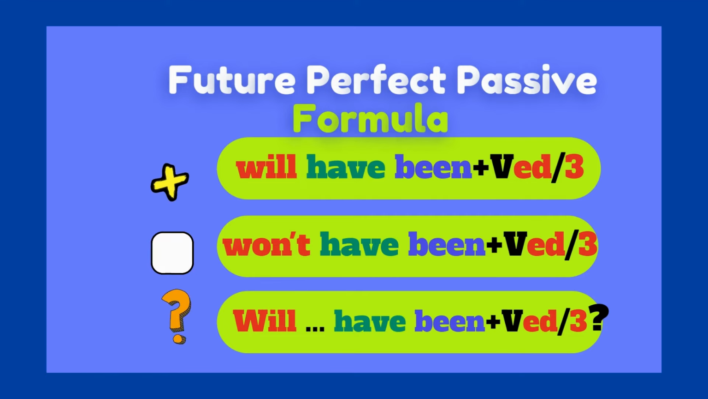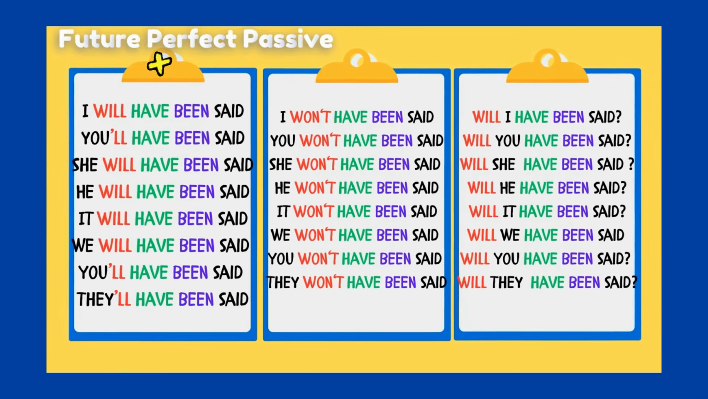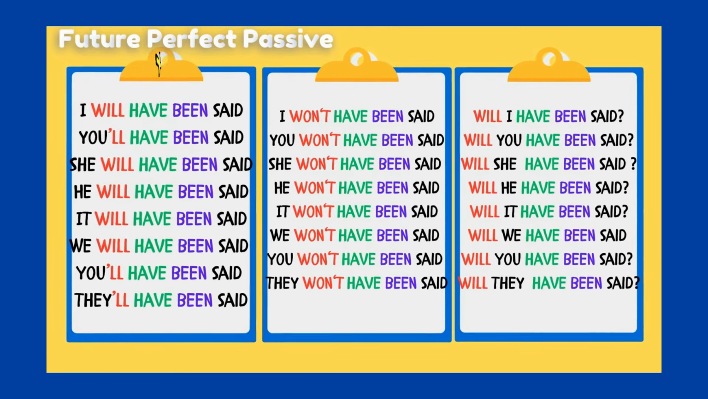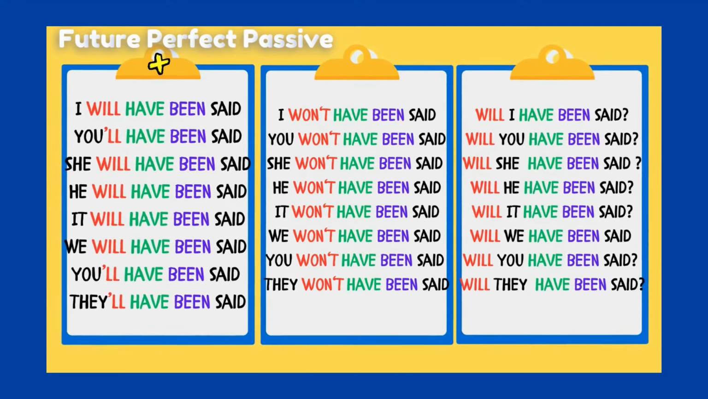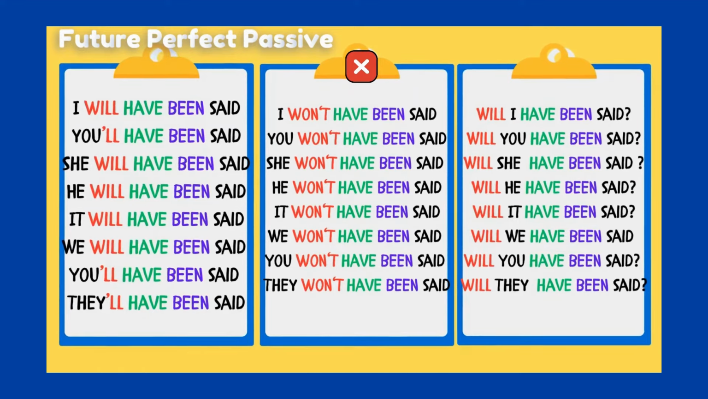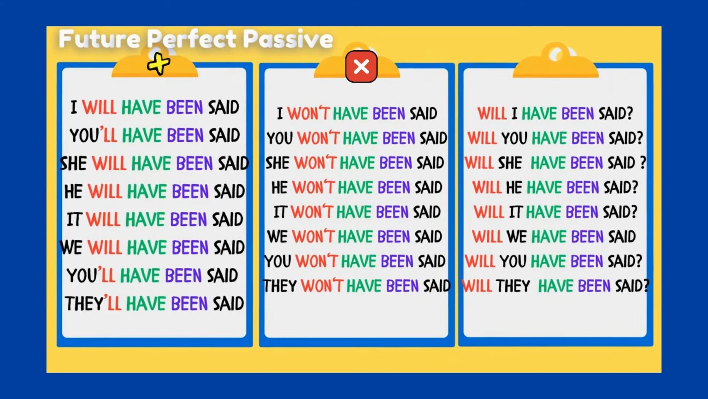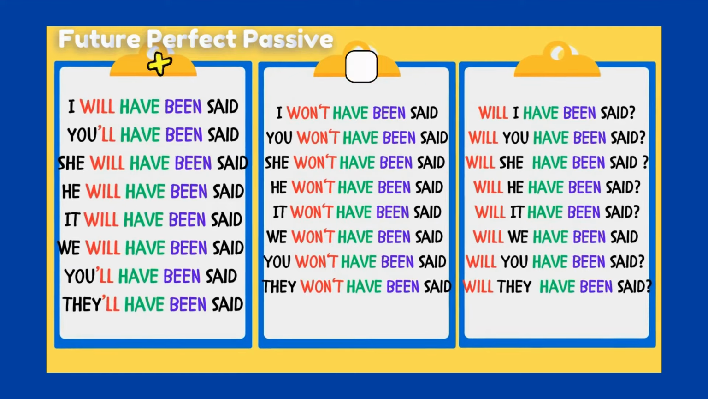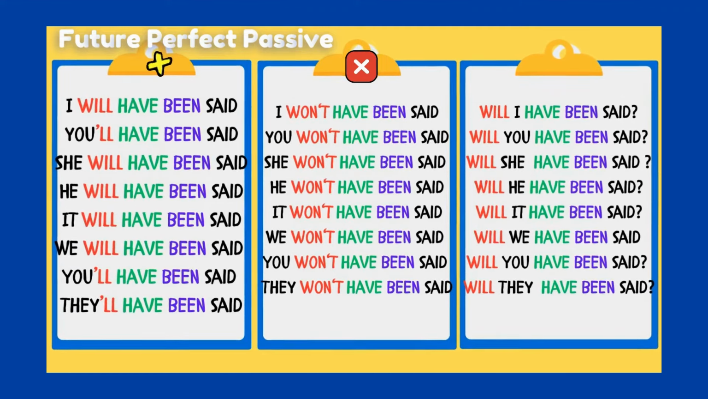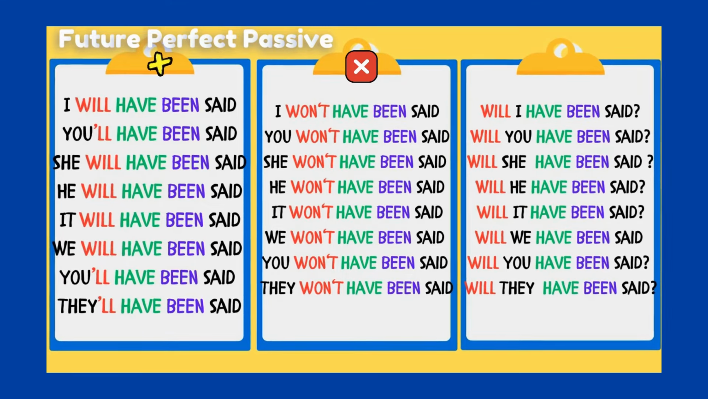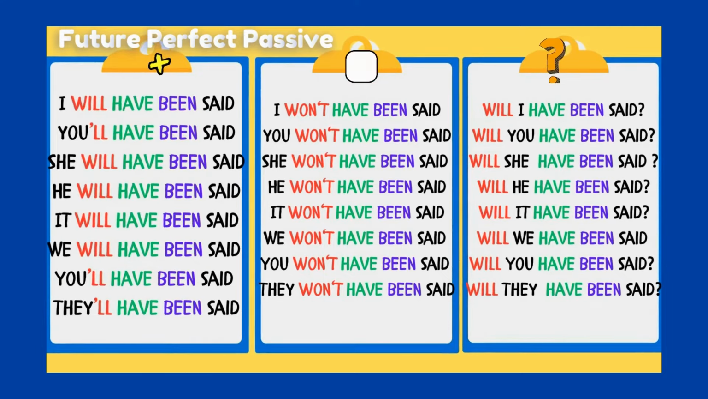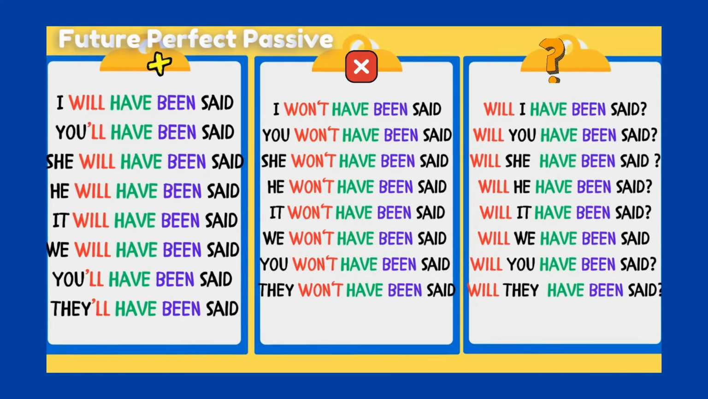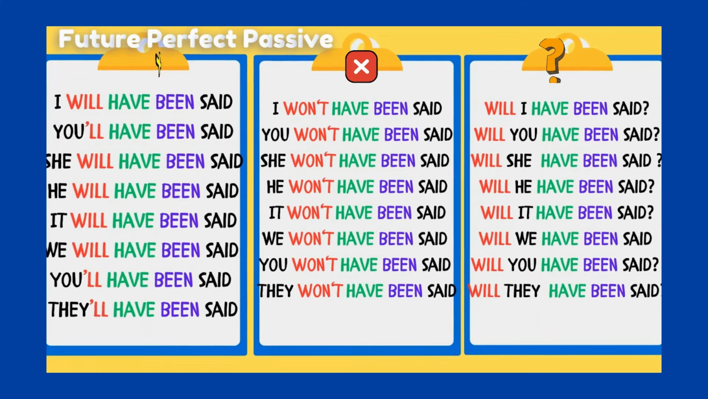For example, in affirmative sentences, I will have been said, you'll have been said, she will have been said, he will have been said, it will have been said, we will have been said, you'll have been said, they'll have been said. In negative sentences, I won't have been said, you won't have been said, she won't have been said, he won't have been said, it won't have been said, we won't have been said, you won't have been said, they won't have been said.